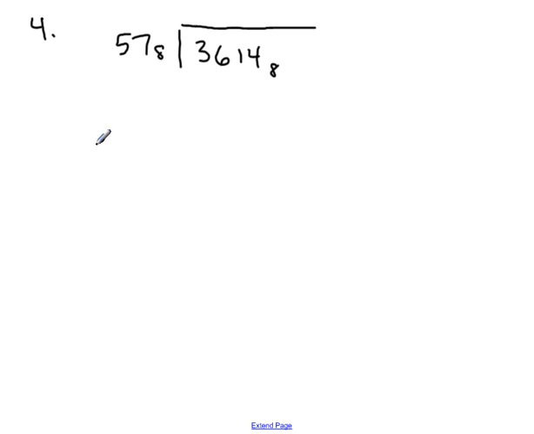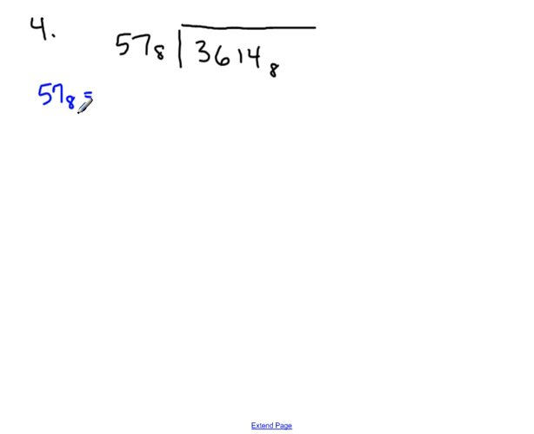Alright, here's the new video for the change of base division problems in section 5.7. Okay, so the directions are to evaluate each, convert the result to both decimal notation and the original base. So the first step for all of these problems is to convert each number from whatever base they're in to base 10. So I want to take 57 base 8 and convert that to base 10.